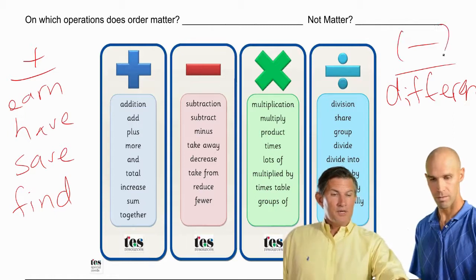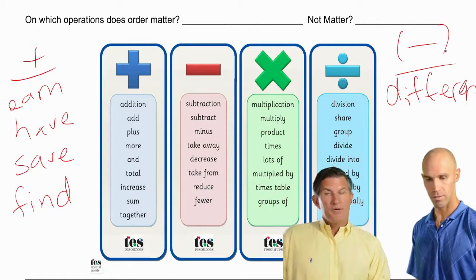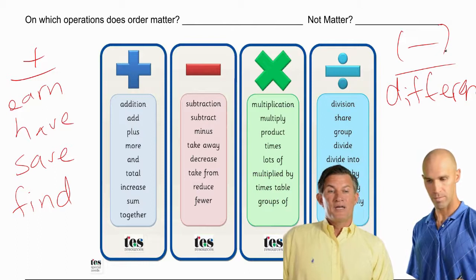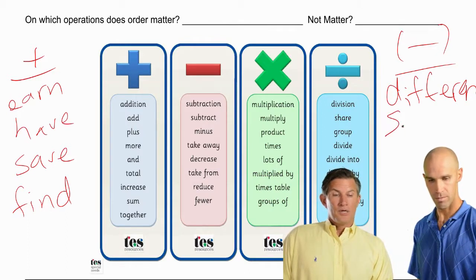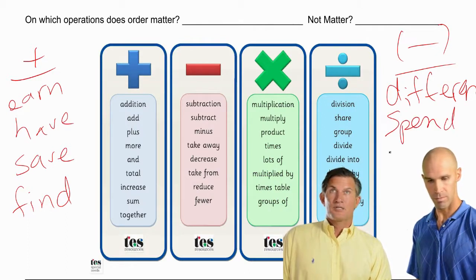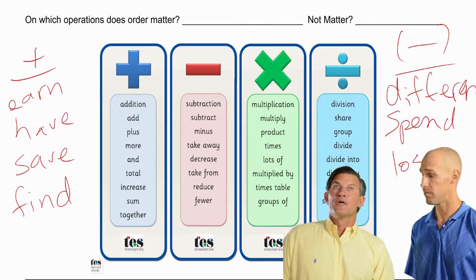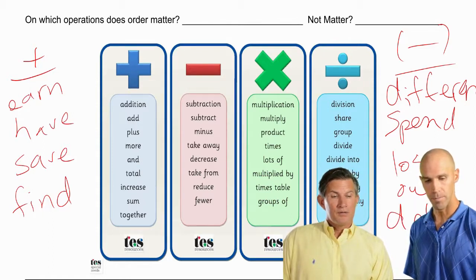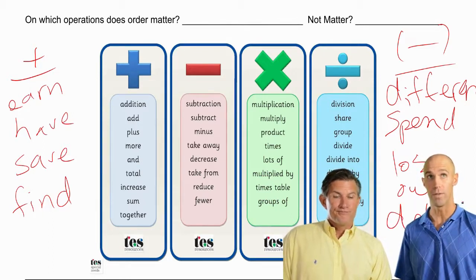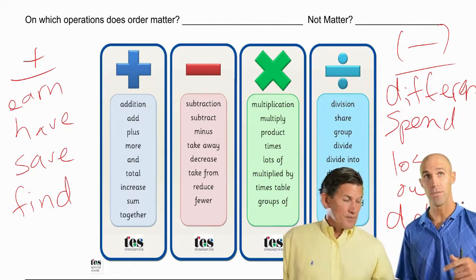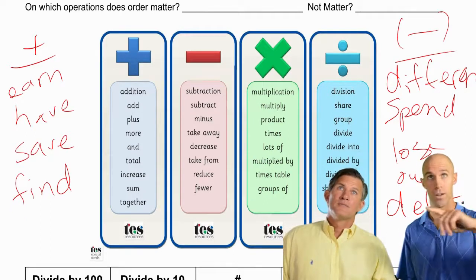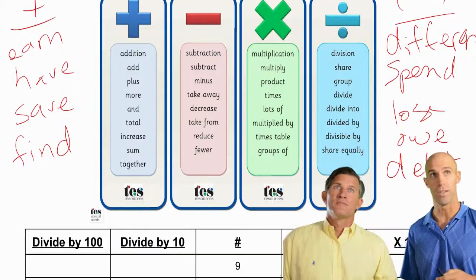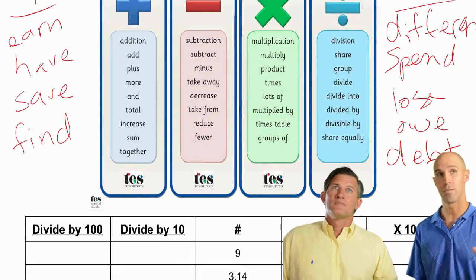Put negative and then put spend, lose. If you spend money, this is in terms of money. If you lose, if you owe, or if you have any debt to someone. You see these words a lot in word problems, right? So if you're doing a money word problem, you should have your antenna up to see these earning and spending words, and then you know they convert to either adding or subtracting.